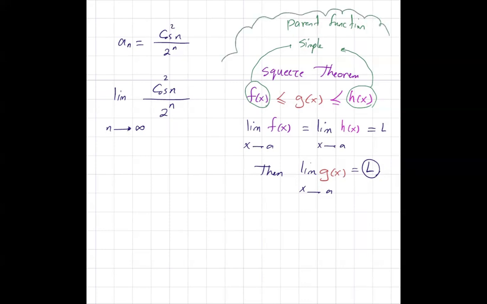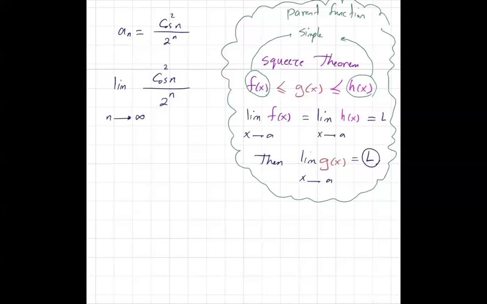The squeeze theorem says, if you have a complicated function, that's fine. Can you squeeze it between two simpler functions? If yes, then as long as the limits of the functions on the left and right are equal, the limit of the middle function is also equal to that limit. Since I have cosine squared, I'm going to apply the squeeze theorem.